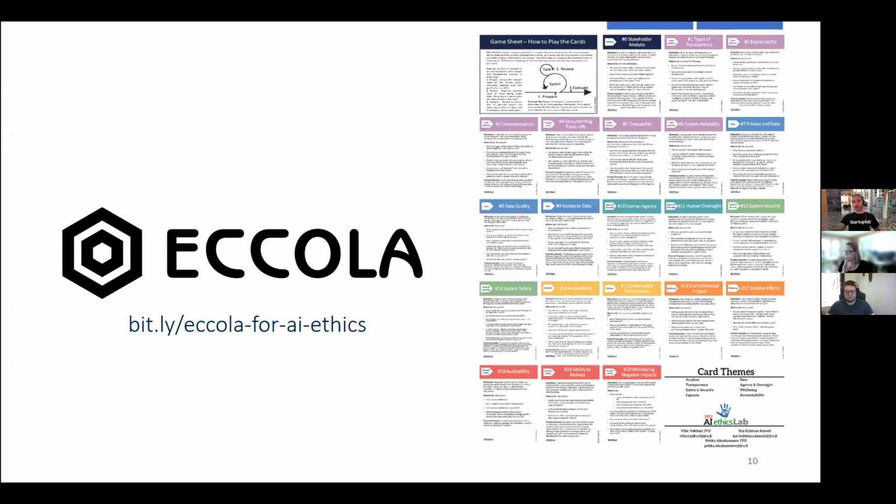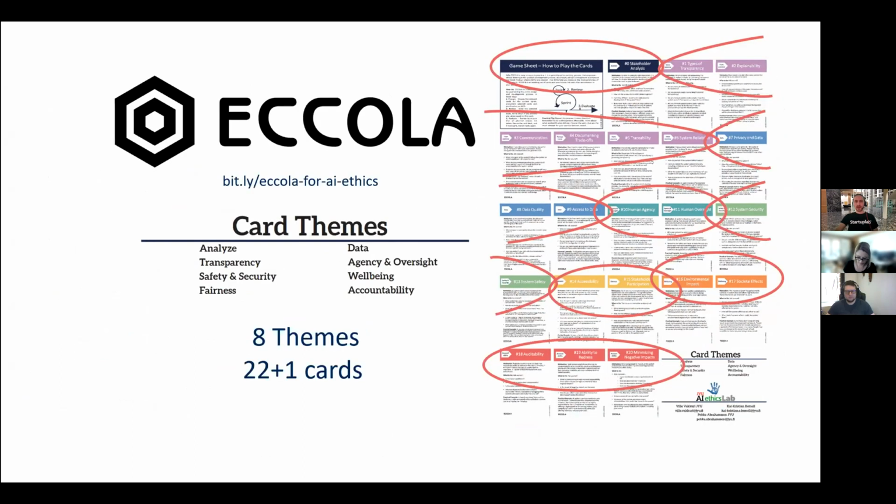You can find ECCOLA at this short link, and it will be posted in the chat during this session. And in ECCOLA, we have 8 themes and 22 plus 1 cards in total. Each of these themes addresses many of the key topics in AI ethics or in ethical consideration in software engineering. For example, we have analyze, transparency, safety and security, fairness, data, agency and oversight, well-being, and accountability. Each of these is color-coded so that you can easily sort them out and see which one you're working with.